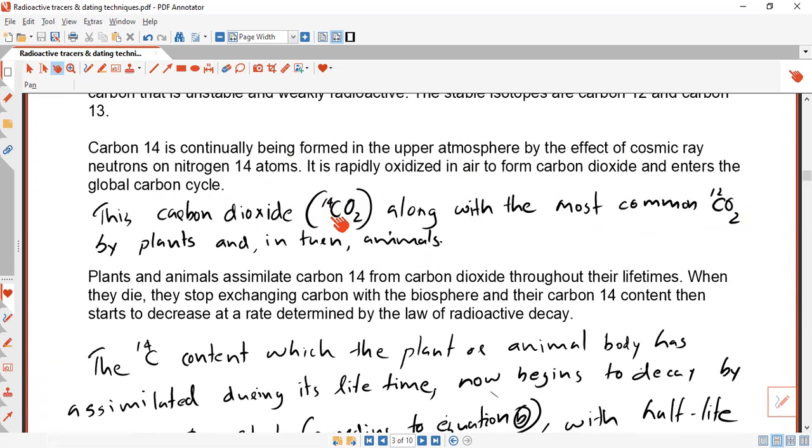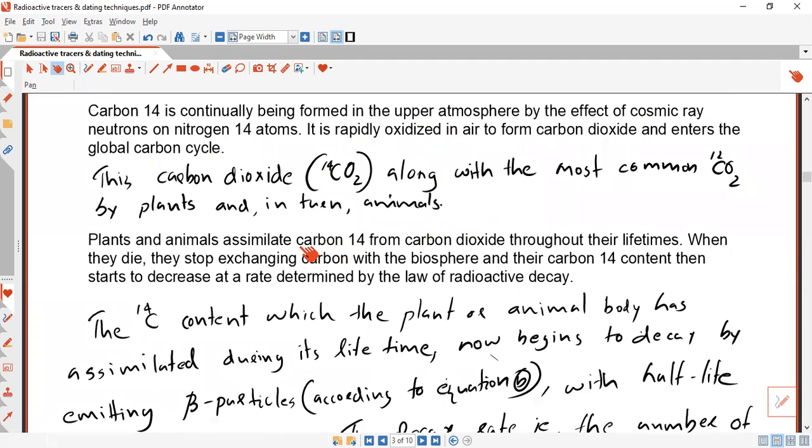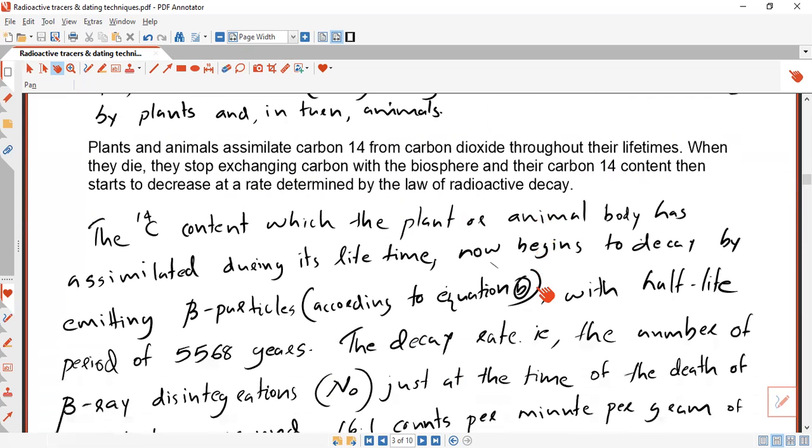And this carbon dioxide, along with mostly C12O2, is absorbed by plants and animals. Plants and animals assimilate carbon-14 from carbon dioxide throughout their lifetime. When they die, they stop exchanging carbon with the biosphere, and their carbon-14 content starts to decrease at a rate determined by the law of radioactive decay.